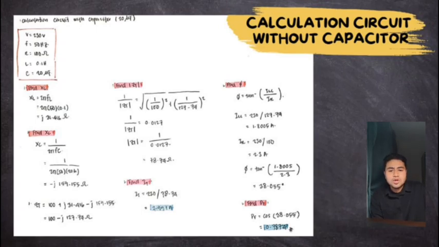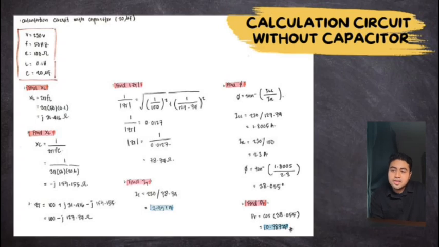We use Ohm's law, which is V equals I Z, and if we want to find the total current, it is V over Z, and then we will get the total current is 2.991 ampere. From that we can find the phase angle.